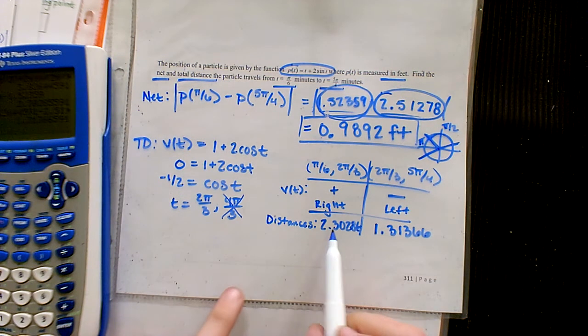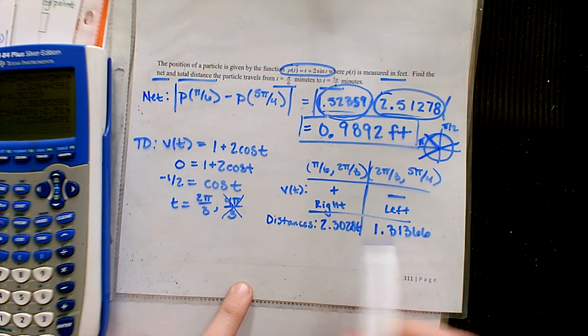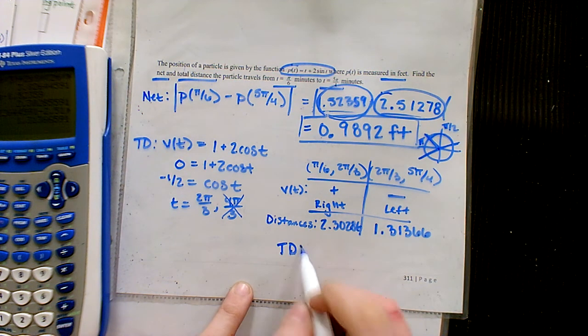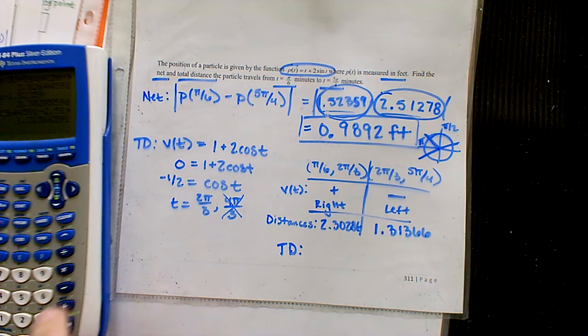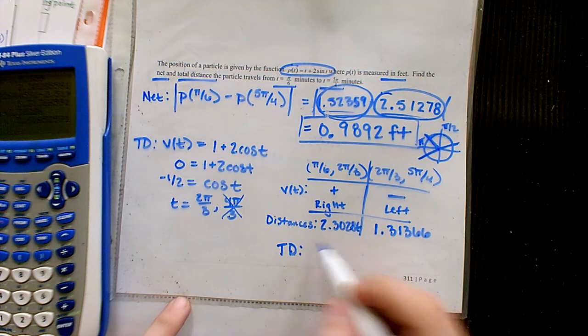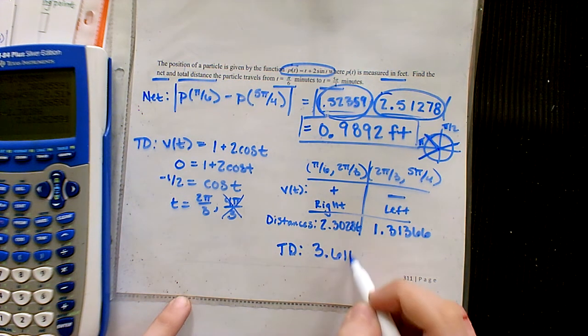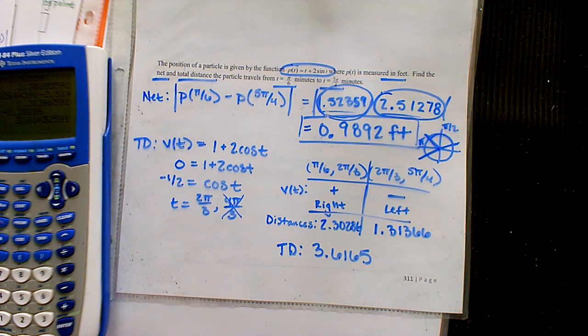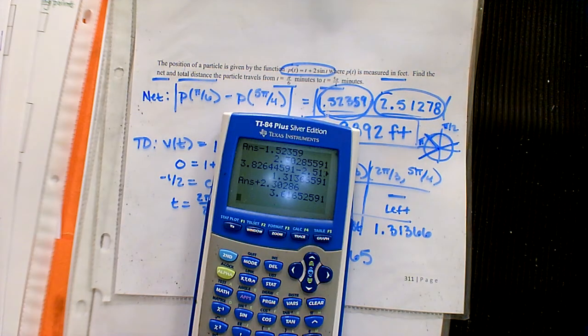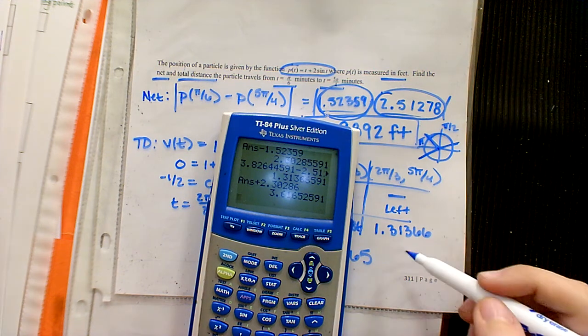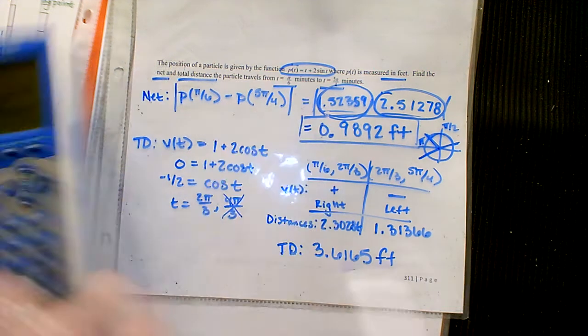All right, so we know how much we move to the right, and now we know how much we move to the left. So total distance would just be the sum of those two numbers together. So 3.6165. This one we'd have to keep at 5 because the 2 would not round it up. And our units were feet.